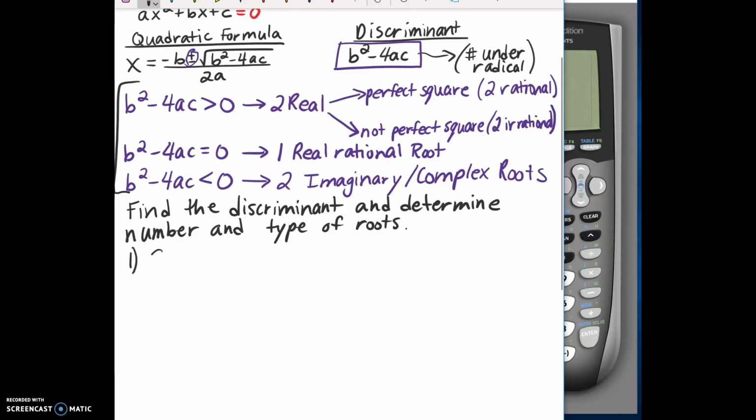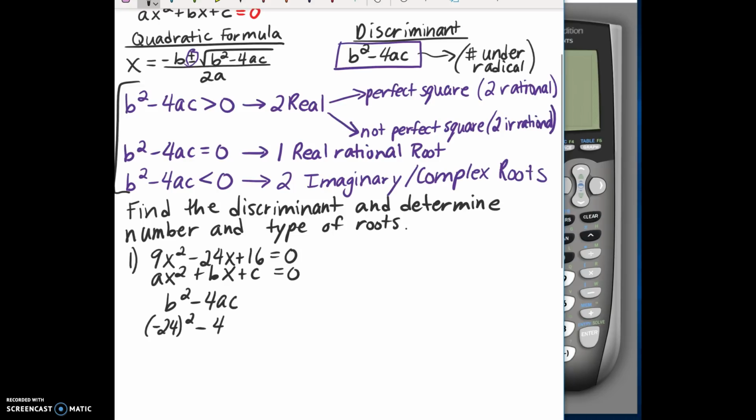So our first example is 9x squared minus 24x plus 16. It's already equal to 0, so that's important when we are solving or evaluating this discriminant. I'm just putting the ax squared plus bx plus c underneath. And then we're going to be doing b squared minus 4ac. So we'll be plugging in negative 24 squared minus 4 times 9 times 16.